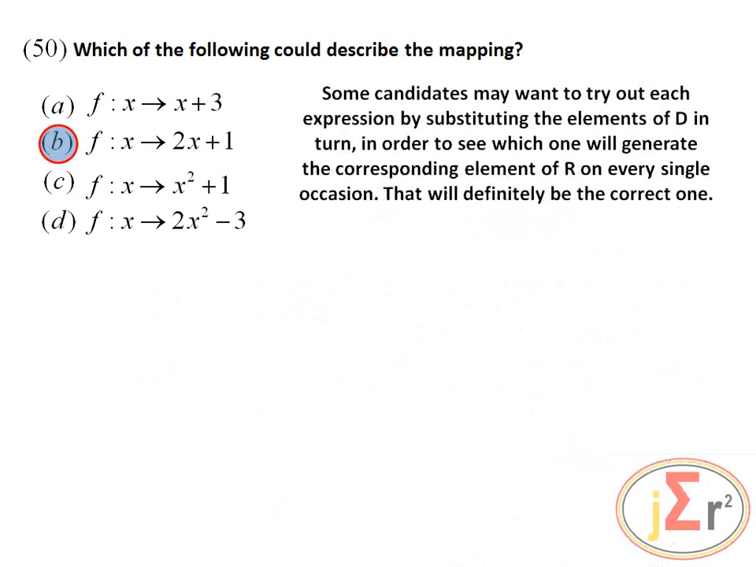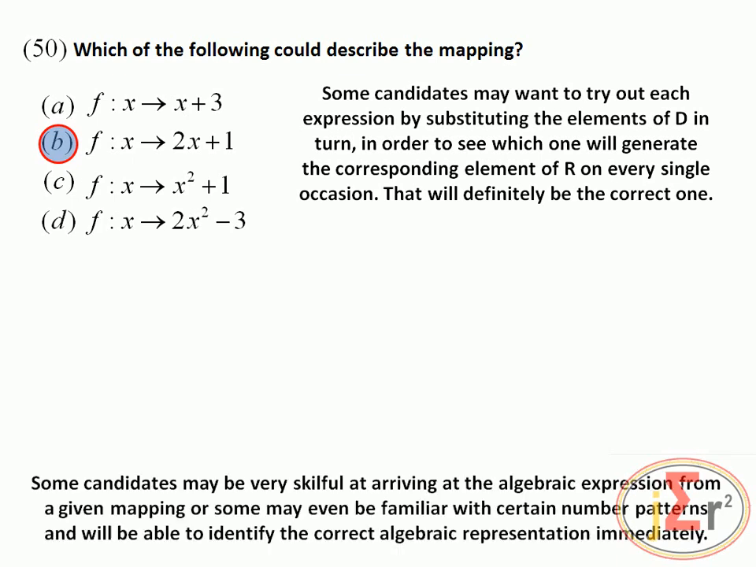Some candidates may want to try out each expression by substituting the elements of D in turn, in order to see which one will generate the correct element of R on every single occasion. That will definitely be the correct one, no problem. If you have the mapping down there, substitute in this expression all the elements of D. Put in 1, then you put 2, then you put 3, you put 4. Then you get all of the answers. Then this mapping would turn out to be the correct one. There's no harm in doing that.